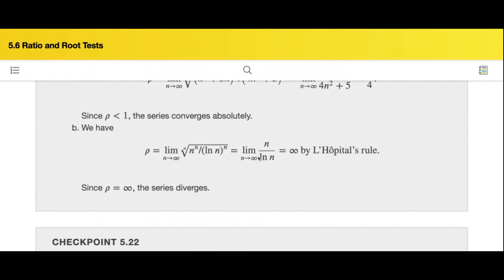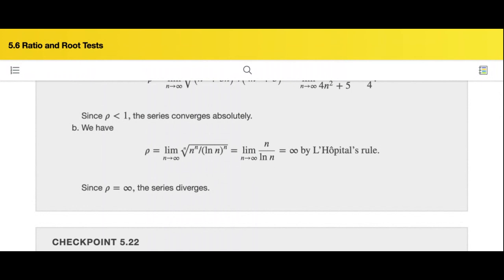Because when n goes to infinity, the numerator goes to infinity. The denominator goes to infinity. So the indeterminate form. So we can use L'Hopital's rule. We take a derivative of n that equals 1. We take a derivative of ln n that equals 1 over n. So 1 over 1 over n equals n. So when n approaches infinity, this approaches infinity, which means the linear function grows much faster than the log function.